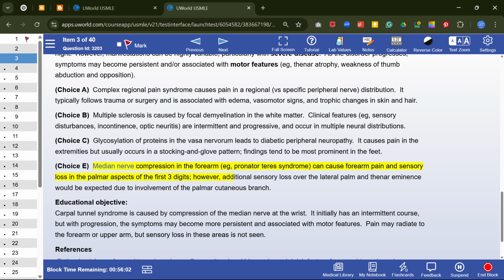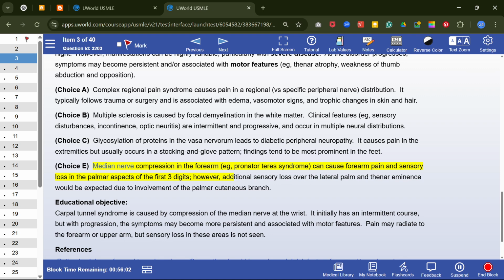Pronator teres syndrome can cause forearm pain and sensory loss in the palmar aspect of the first three digits, like in this stem. However, additional sensory loss over the lateral palm and thenar eminence would be expected due to involvement of the palmar cutaneous branch.